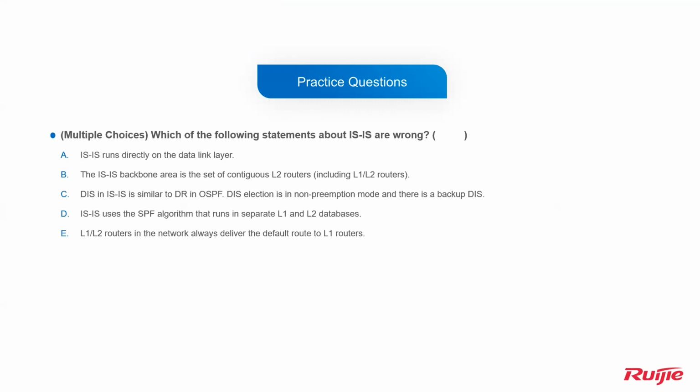Which of the following statements about ISIS are wrong? This is a multiple choice. The first one, ISIS runs directly on the data link layer. Option B, the ISIS backbone area is the set of continuous level 2 routers, which includes level 1 and level 2 routers. Option C, the DIS in ISIS is very similar to the DR in OSPF.